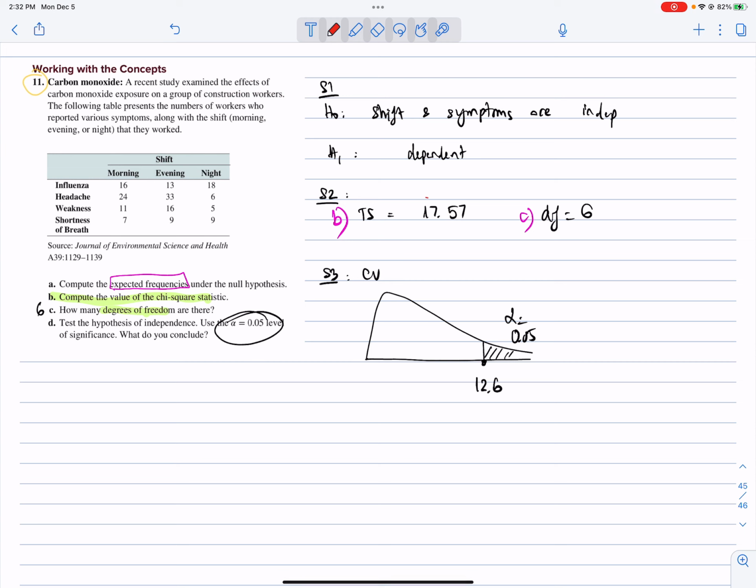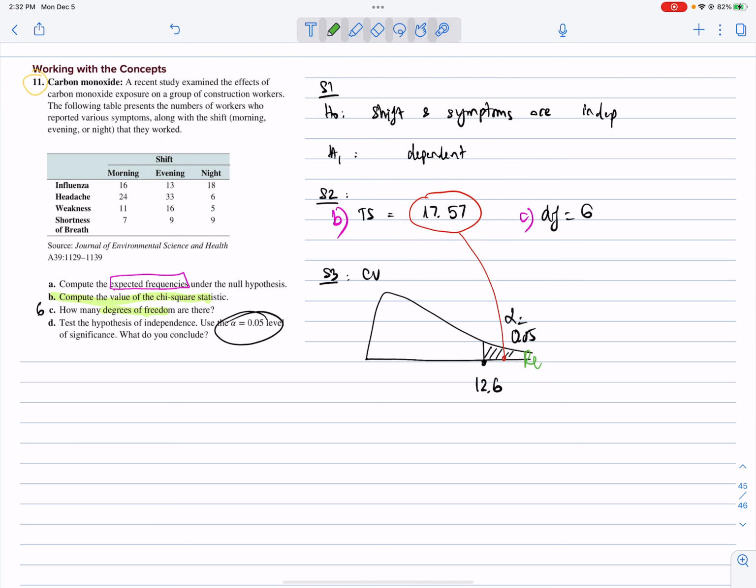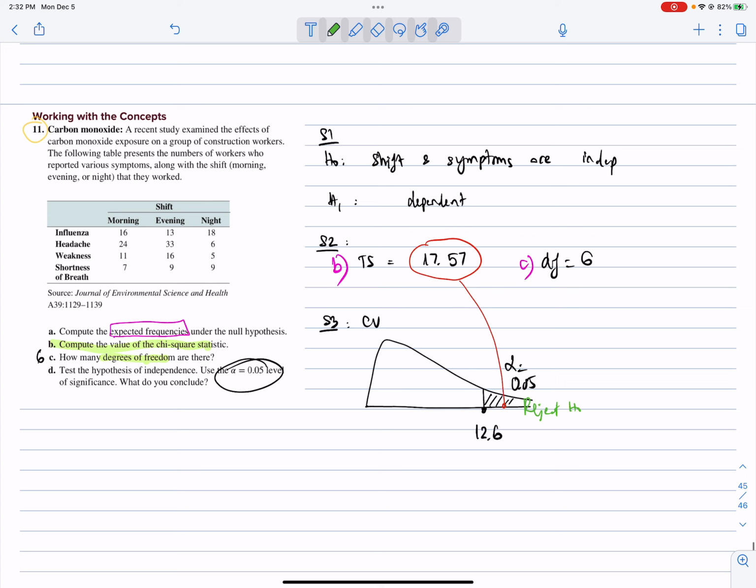Okay, so the test statistic is 17. It lands on the shaded region, and that is the reject null region. So when you reject the null, that means we remove this. The independence is gone, so we have dependent. So it means that the symptoms and the shift are dependent.